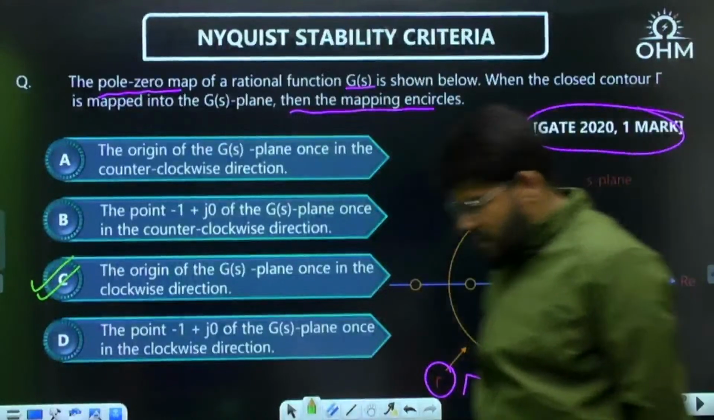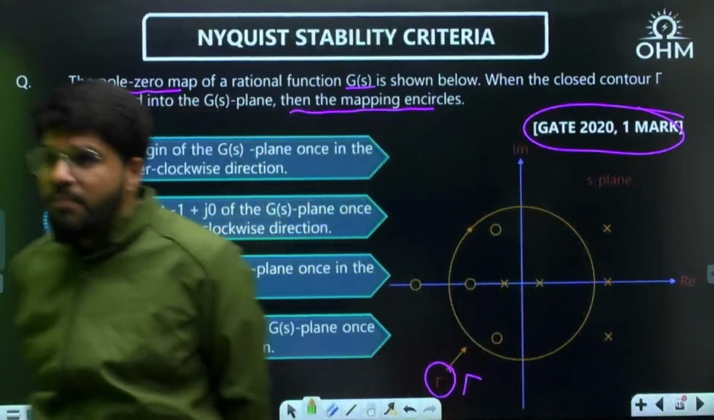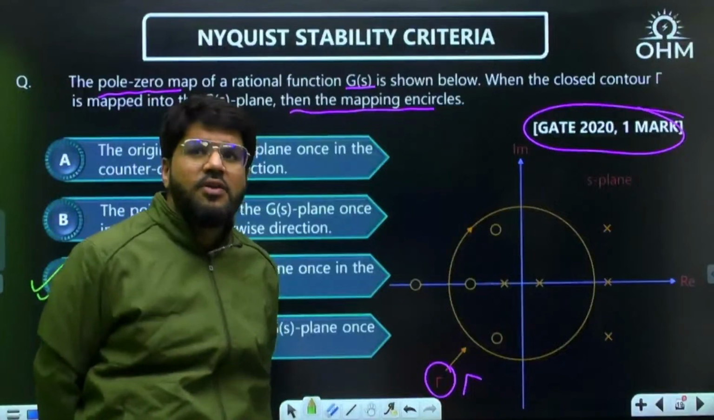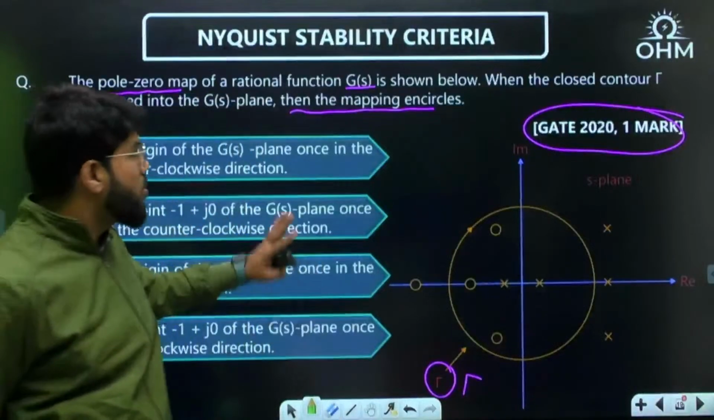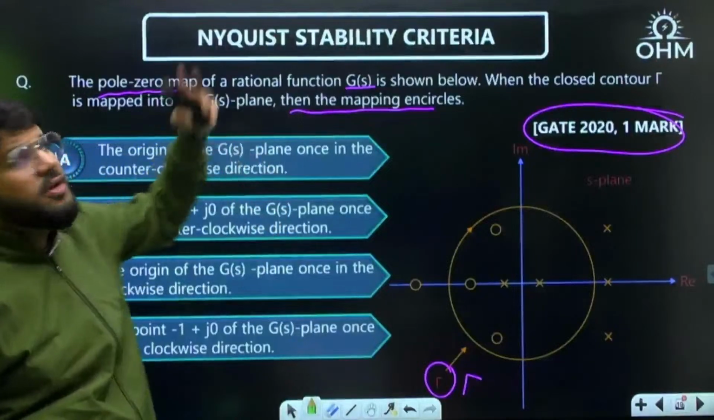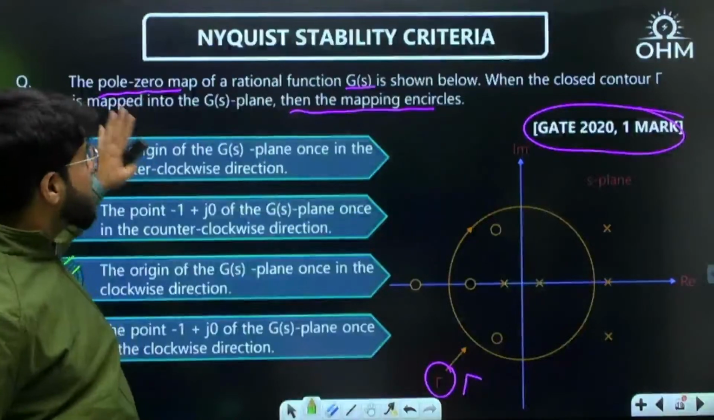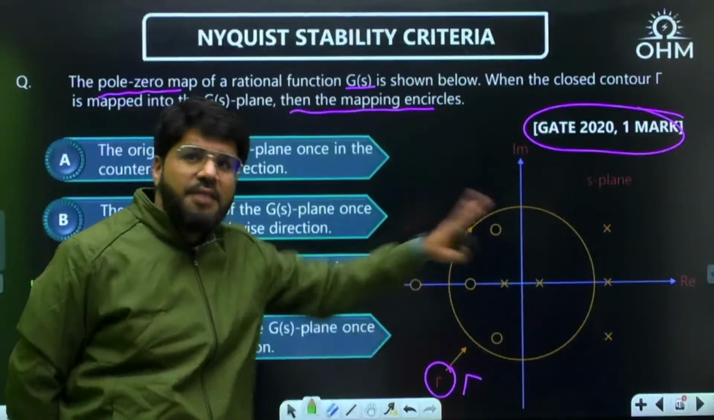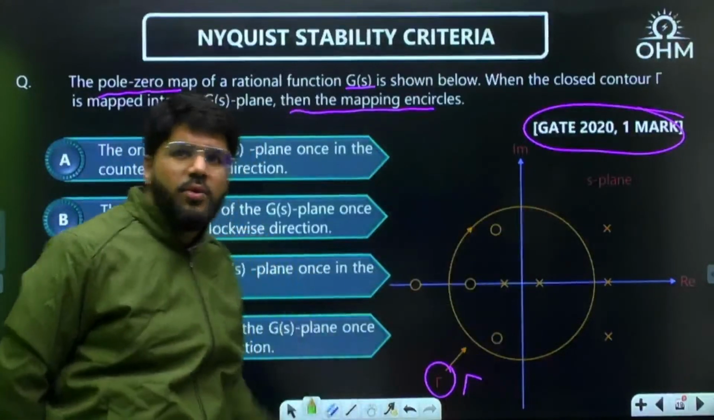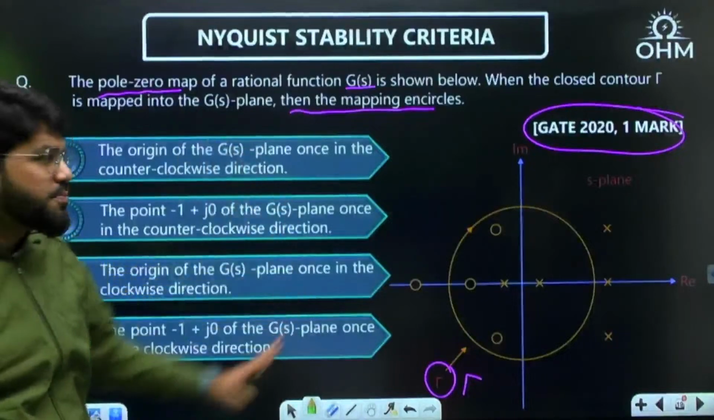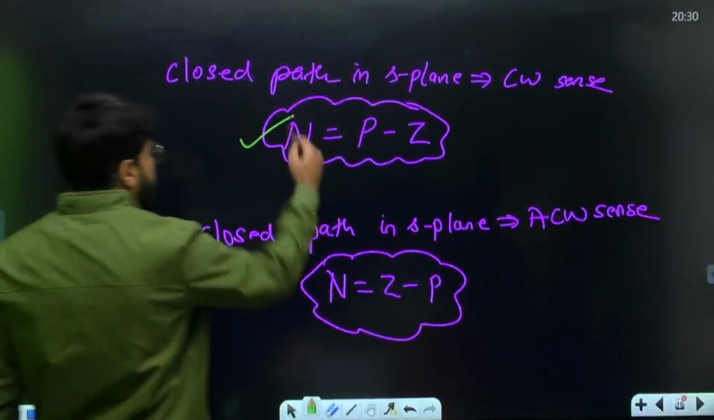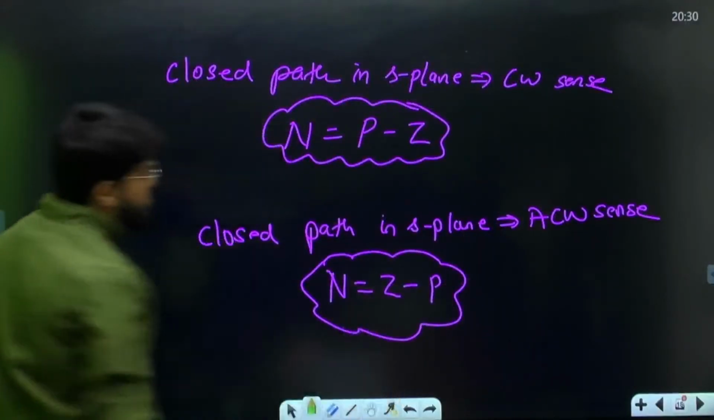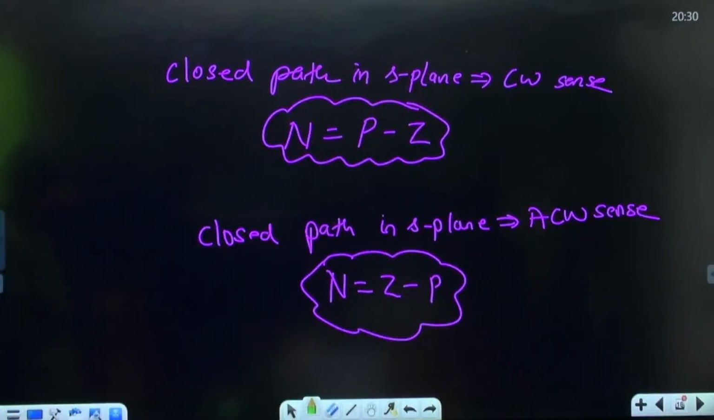So this is what we have about the number of encirclements. Here we don't need to draw the GS plot. But when this closed contour is mapped into the GS plane, then that plot will encircle the origin how many times? Without drawing the GS plot, we can solve it by this formula.